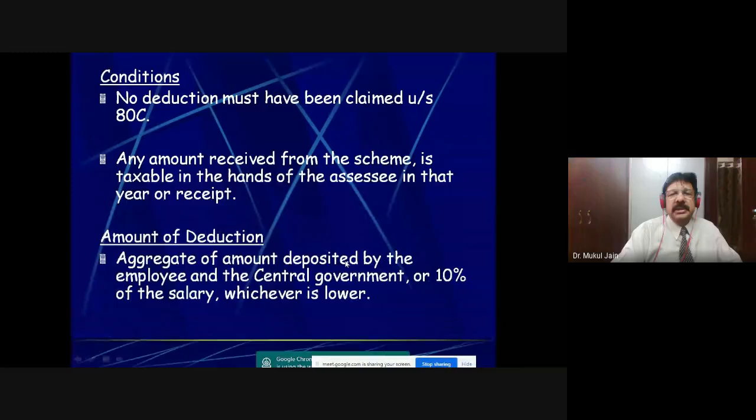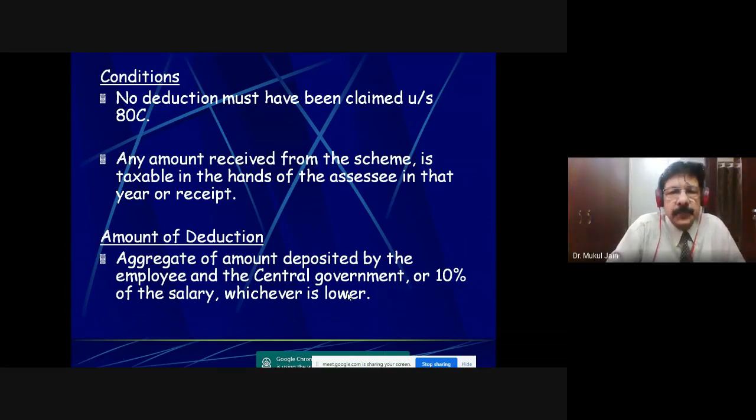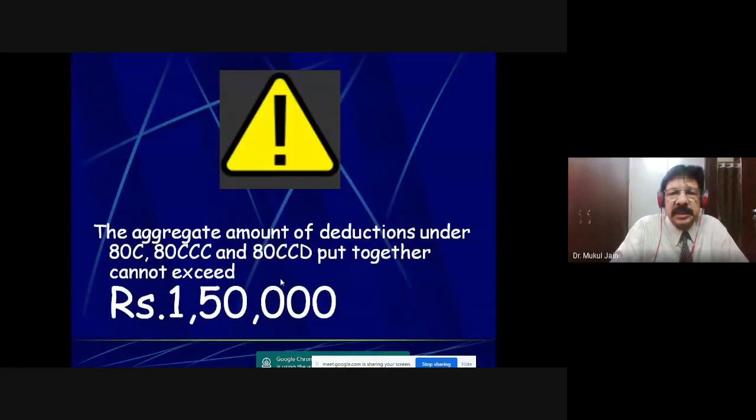Aggregate of the amount deposited by the employee and the central government, or 10% of the salary, whichever is lower. Whatever amount he deposits as a pension plan, one can deposit up to 10% of the basic salary, so that amount can be deducted. However, this section has also been merged with 80C. The aggregate amount of deductions under Section 80C, 80CCC and 80CCD put together cannot exceed 1,50,000.